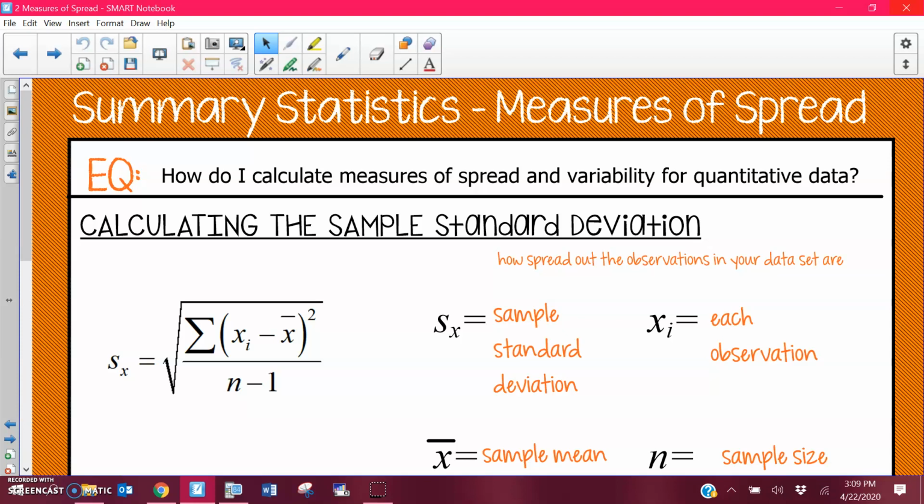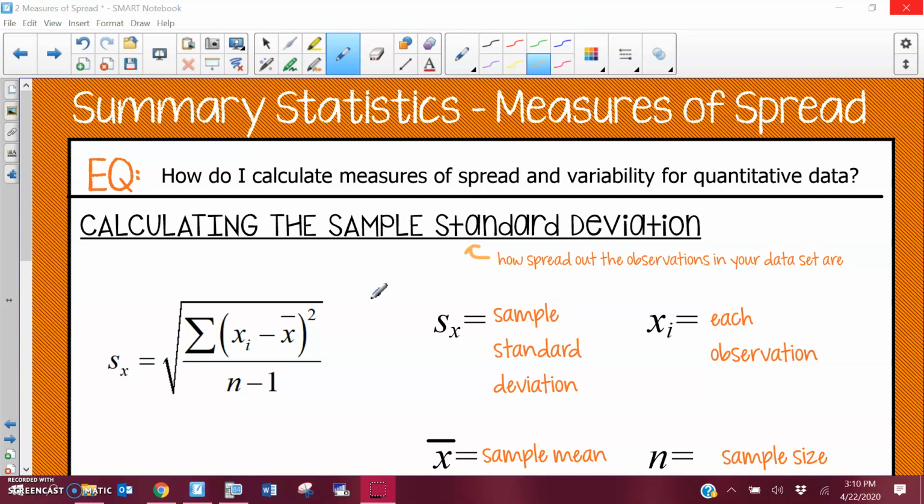Sorry. But again, this is really intimidating, but it's not as difficult as it seems to calculate. The first thing is what is a standard deviation? The standard deviation is really just how spread out the observations in your data are. So when I say the standard deviation is like 4, that just means that most things are spread 4 from one side to the other side.